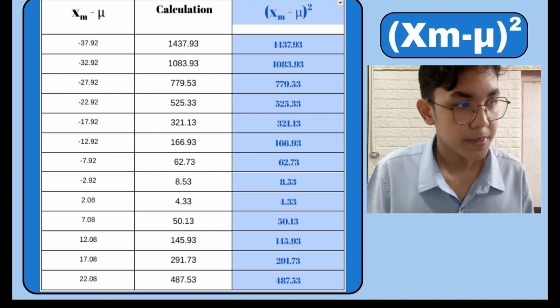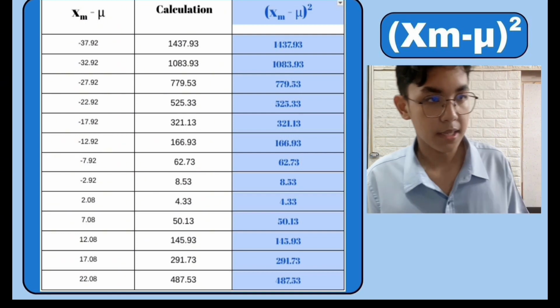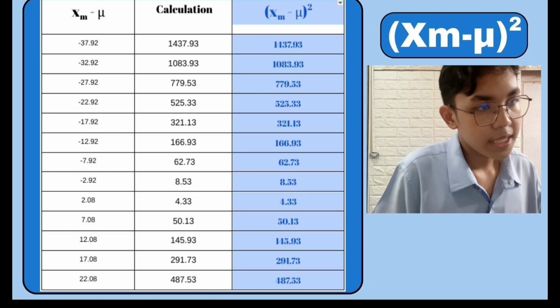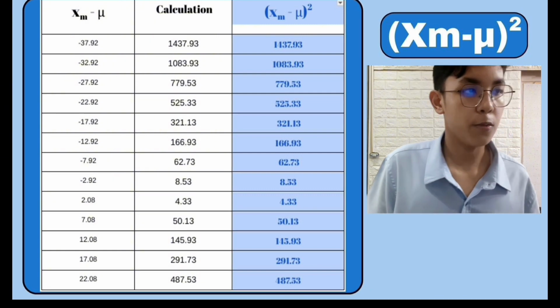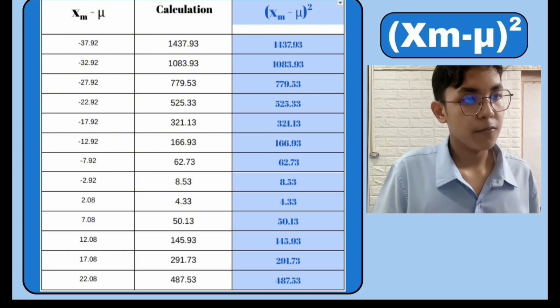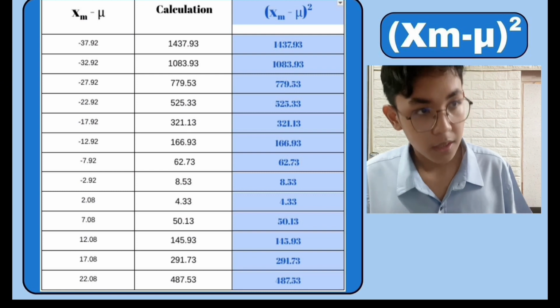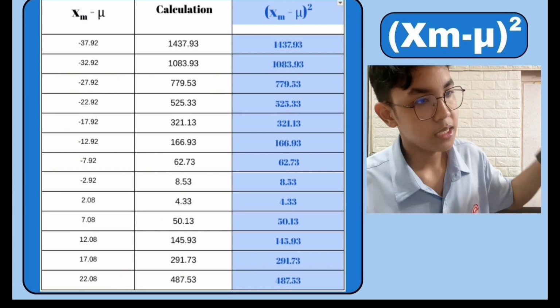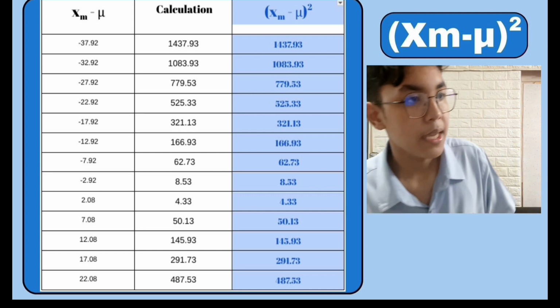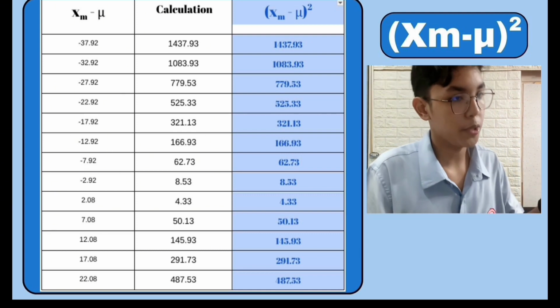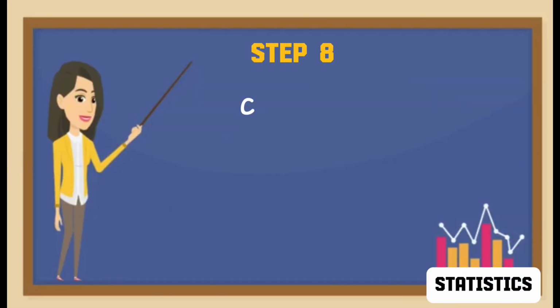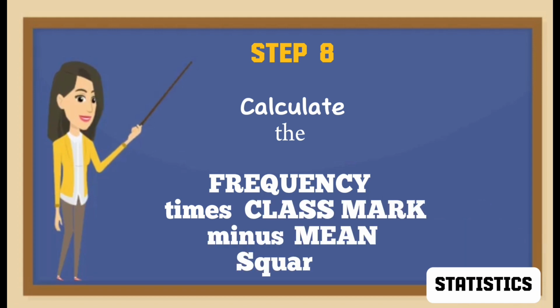We move on to the positives. 2.08 squared is 4.33, 7.08 squared is 50.13, 12.08 squared is 145.93, 17.08 squared is 291.73, and lastly, 22.08 squared is 487.53.